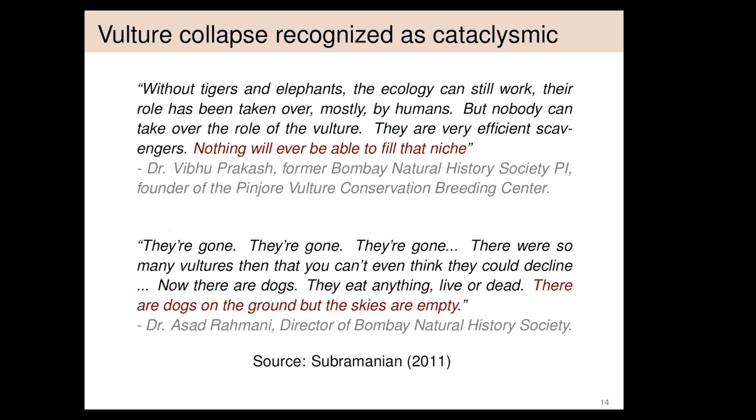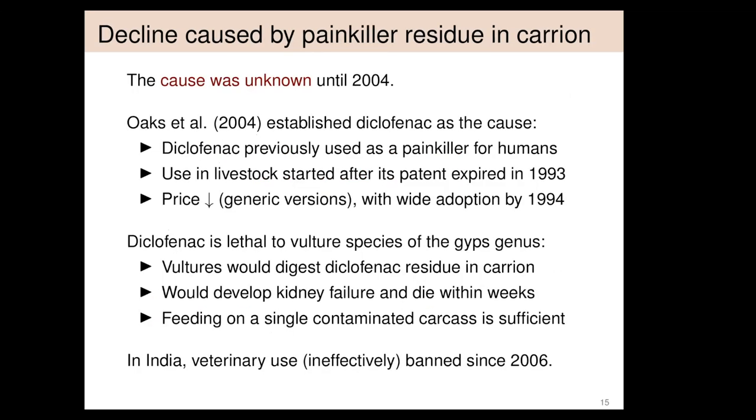So I've told you quite a bit about how big, how potentially bad, and how quick and sudden this collapse was, but I haven't told you what exactly caused it. What is interesting in this case is that it remained unknown until 2004. From the time it started until we connected the dots, it took about 10 years, until Oaks et al. released their 2004 paper in Nature that provided both observational and experimental evidence tying this to the active ingredient in a medication called diclofenac. You might know it under the brand names Voveran or Voltaren. You might have used it before as a painkiller.